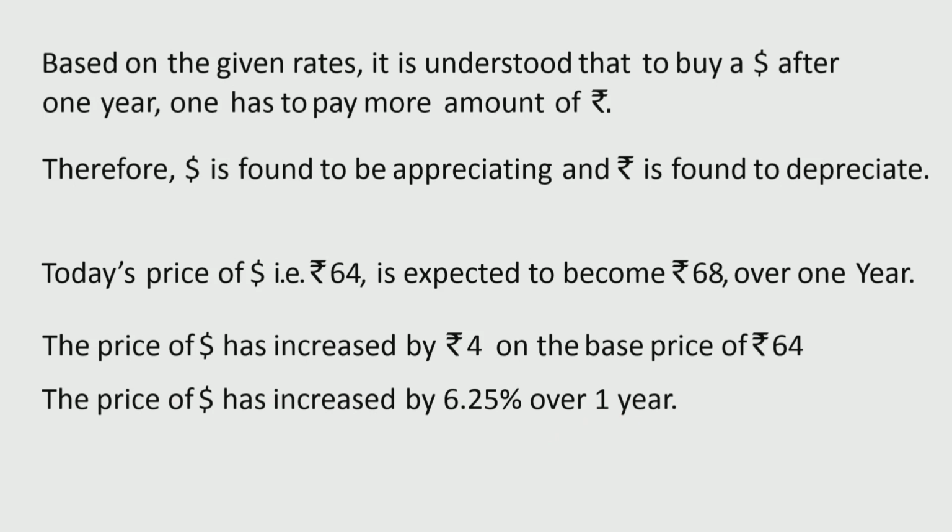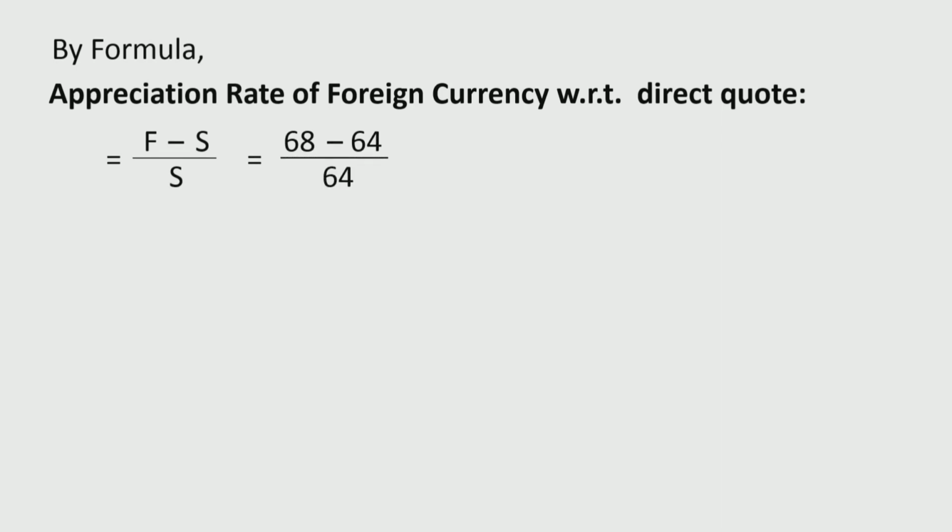Alright, let us move ahead. We may write up the same thing by applying a formula. Appreciation rate of foreign currency with respect to direct quote would be F minus S divided by S. F stands for forward rate and S stands for spot rate. So it will be 68 minus 64 divided by 64. You will be getting the same result, that is 6.25%.